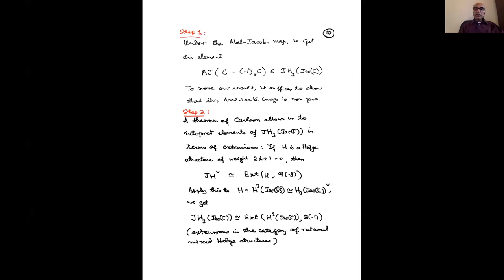So in particular, if you apply this to H being H^3 of the Jacobian, which is the dual of H_3 of the Jacobian, you remember Abel-Jacobi is taking the Ceresa cycle to the intermediate Jacobian of H_3, but it's the dual of H^3, and then you apply Carlson's theorem. So you see that this thing here is an Ext group of H^3 of the Jacobian of C, Q(-1), the extensions in the category of rational mixed Hodge structures.